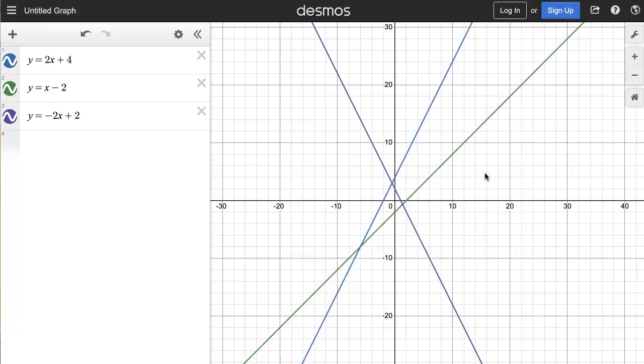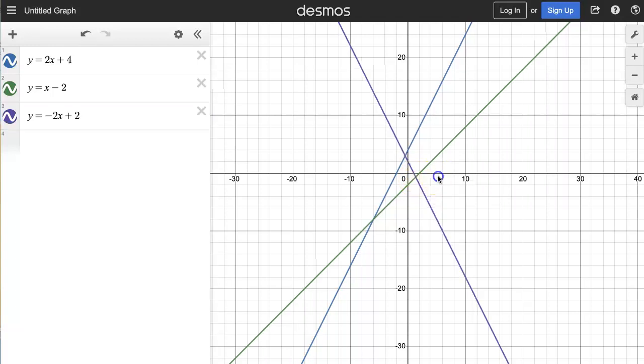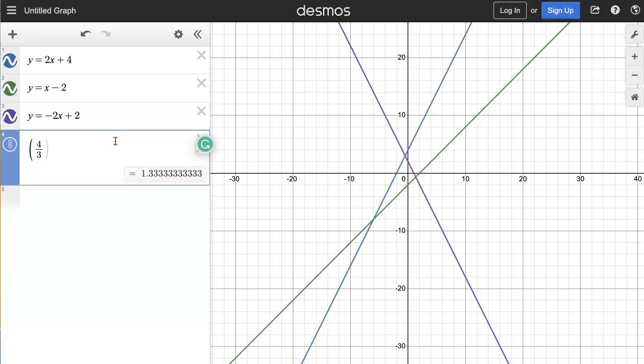Say that I wanted to find a specific point where the green line and the purple line meet, then I can just put my cursor over it and it gives me that point right here. So if I wanted to, I could put that intersection point. So was it 4? No. So 4/3, and then it would be -2/3.